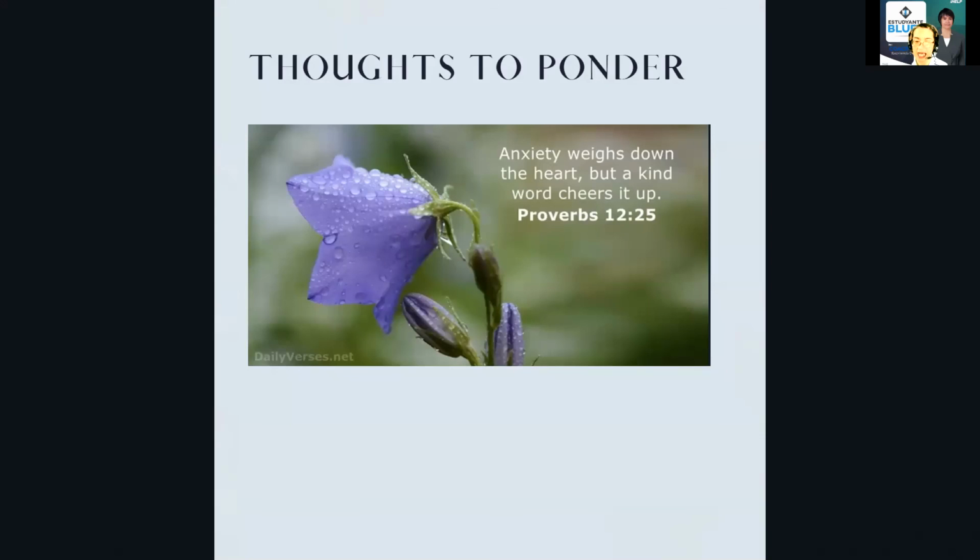And of course, before we end our discussion in today's episode, I would like to leave you with a few thoughts to ponder, guys. Anxiety weighs down the heart, but a kind word cheers it up. This one comes from Proverbs chapter 12, verse 25.